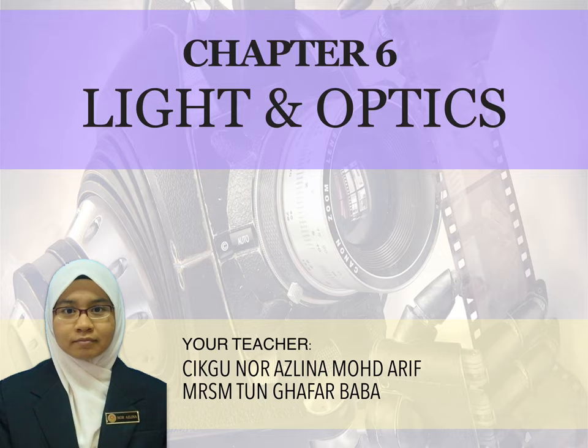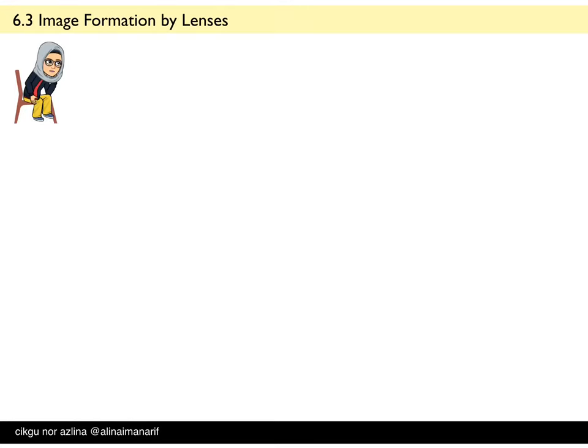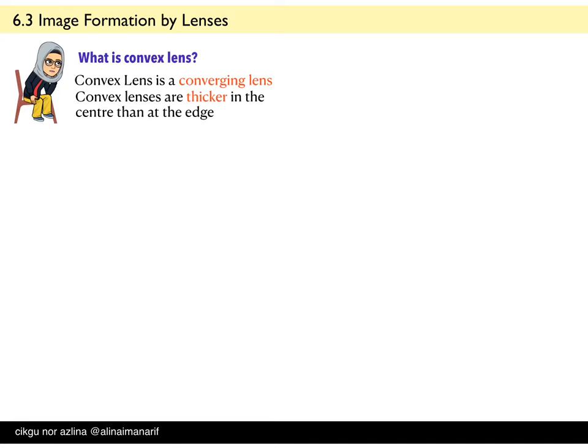Today we are going to learn chapter 6, Light and Optics. Our lesson today is about image formation by lenses, convex and concave lens. What is convex lens? Convex lens is a converging lens. Convex lenses are thicker in the center than at the edge.